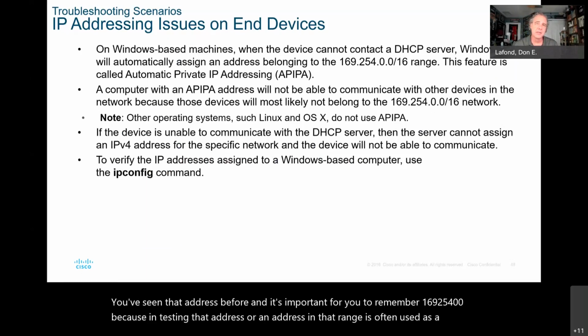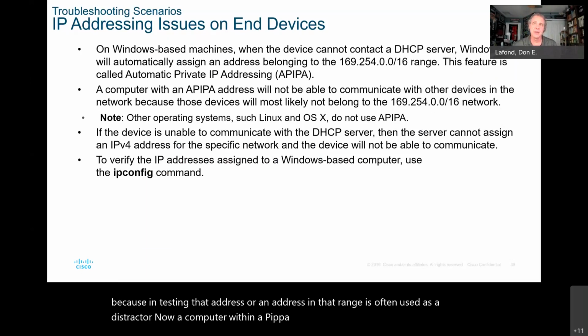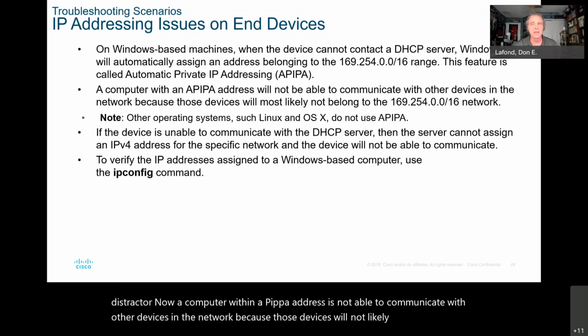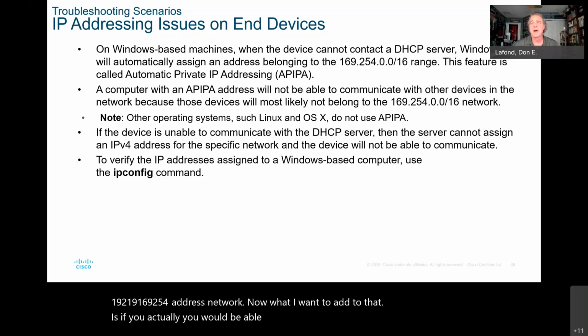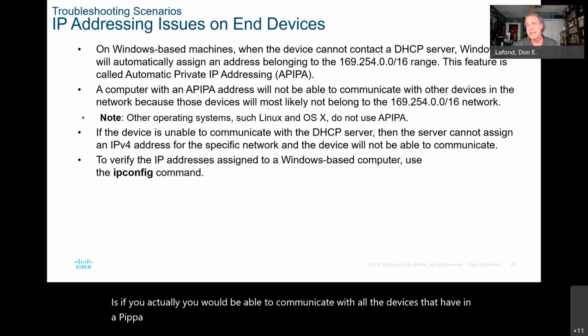Now, a computer with an APIPA address is not able to communicate with other devices in the network because those devices will not likely belong to the 169.254 address network. Now, what I want to add to that is you would be able to communicate with other devices that have an APIPA address because they would be in that 169.254 network, but you would not be able to communicate outside of the network.